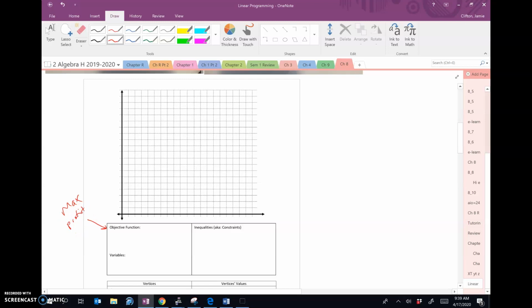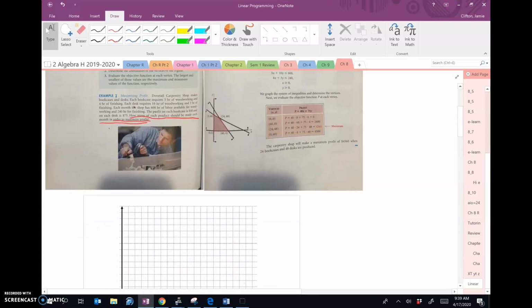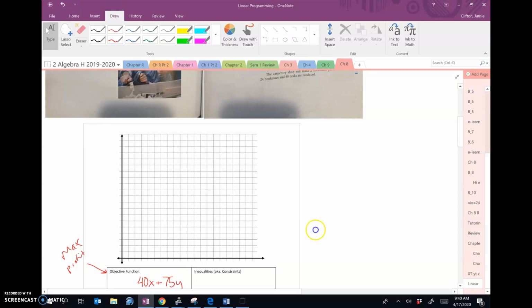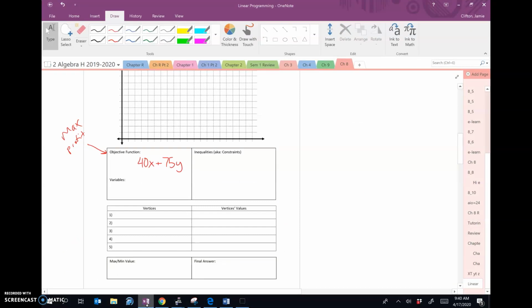The objective function then has to calculate profit. So let's see, where do we find the profit? Okay, it does say the profit on each bookcase is $40 and on each desk is $75. So if we write an equation like this, 40x plus 75y, that should relate to the profit made from bookcases versus the profit made from desks. And this actually needs another variable for the total. There's no total yet here. And since it's profit, we'll call it P.